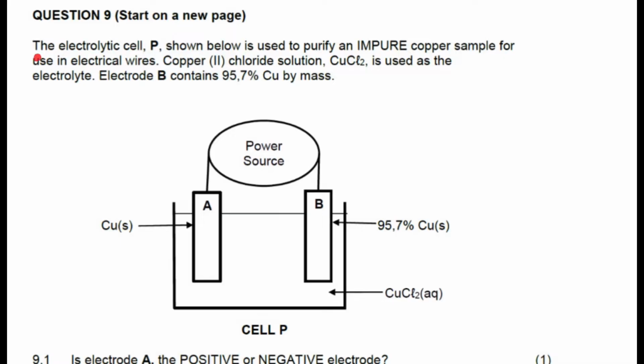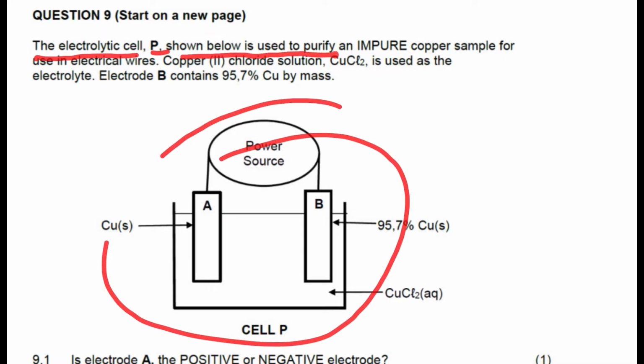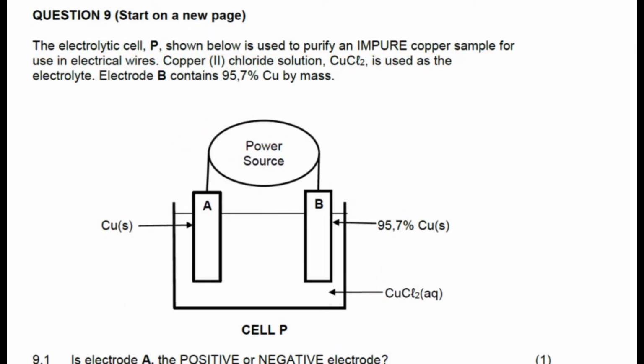Let's cut to the chase. An electrolytic cell P, shown below, is used to purify an impure copper sample for use in electrical wires. The purpose of purifying this impure copper is to improve the quality of its electrical conductivity, because copper is used for electrical conductivity. Copper chloride solution is used as an electrolyte.